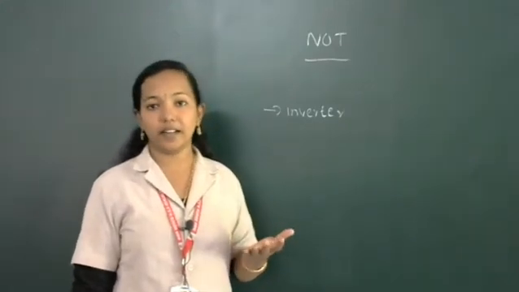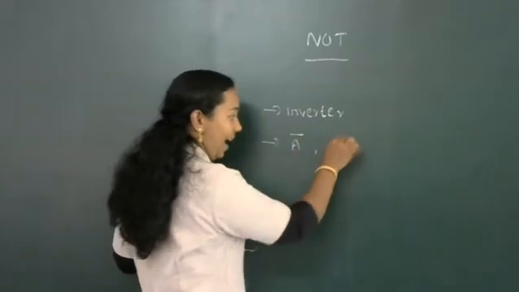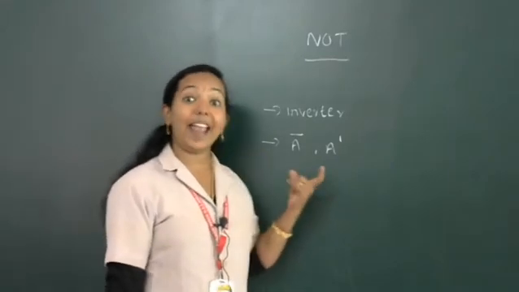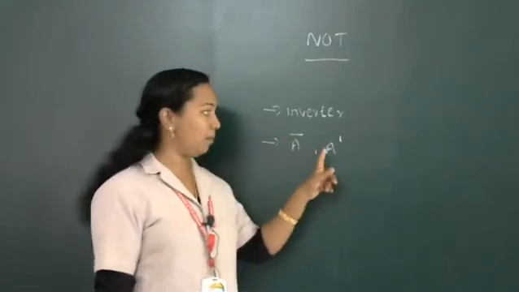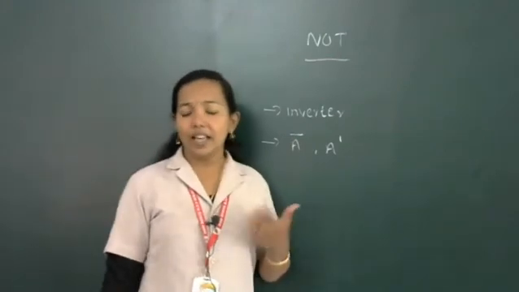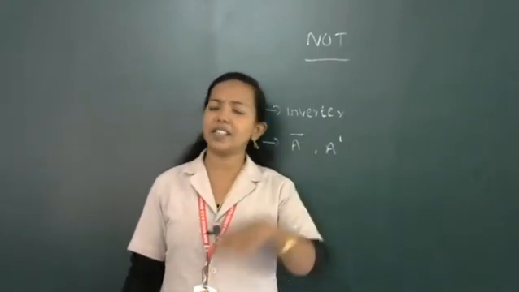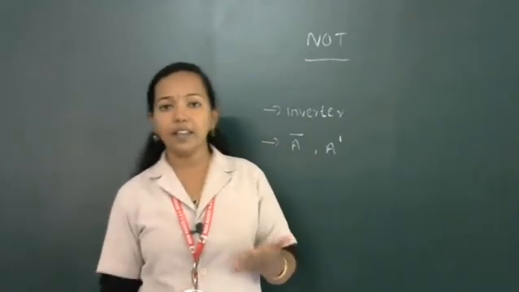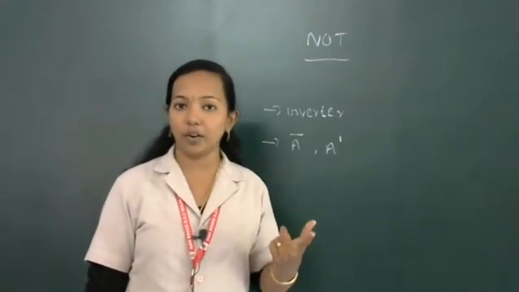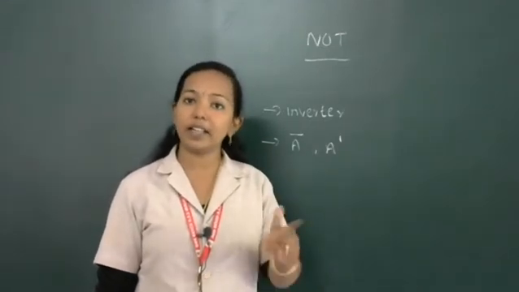Then how is it represented? To represent the NOT gate, we can use two notations: A complement and A bar. If A is a Boolean variable, we can represent NOT A using the complement, A complement, or A dash, or A bar. Then, with the help of a real life example, I will explain the working of the NOT gate. The NOT gate is an inverter, that means just the opposite. There are two values in Boolean algebra. If it is 0, the complement of 0 will change to 1. If it is 1, its complement is 0.